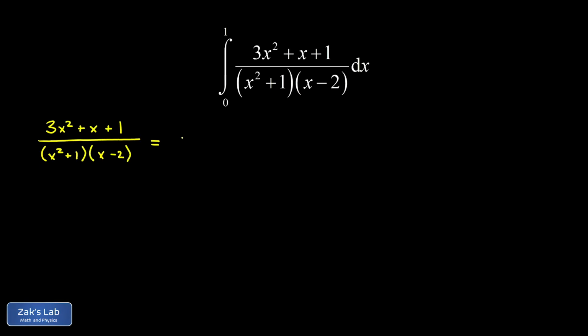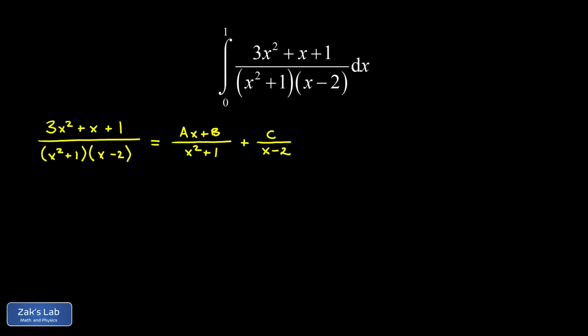So I'll start with the irreducible quadratic factor. And the most general proposal here is to say, well, maybe it has a linear numerator. So we write that as ax plus b, and the denominator there is x squared plus 1. And then we make our proposal for the linear factor. So we have a c over x minus 2.